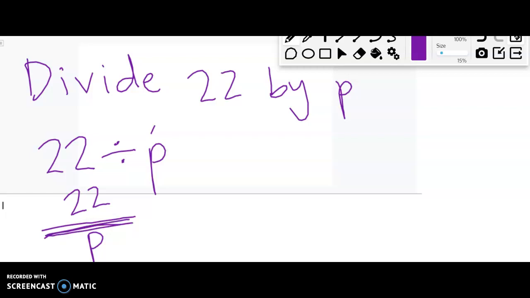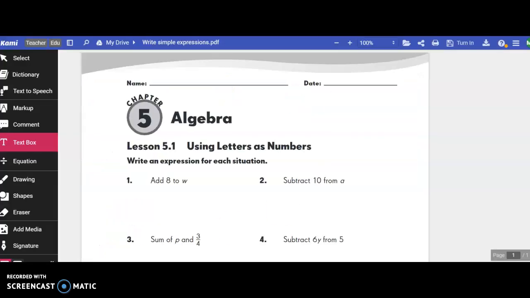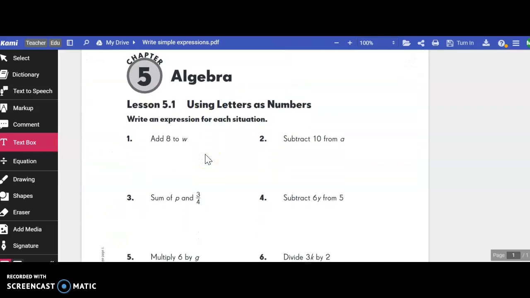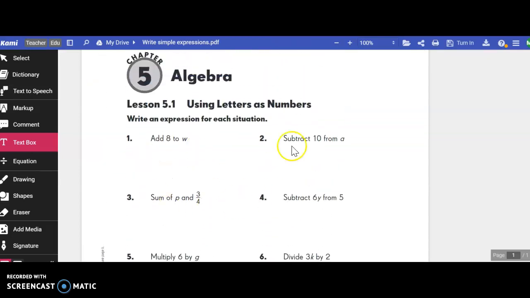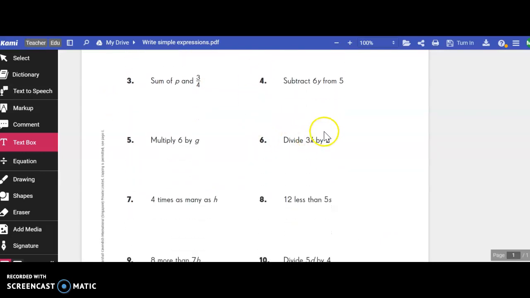So this is what you're doing for your assignment. You're just writing simple expressions. So this is what your assignment looks like. So there's 10 problems where you need to write down the expression. Now notice sometimes it has sort of a part in here that's also an expression.